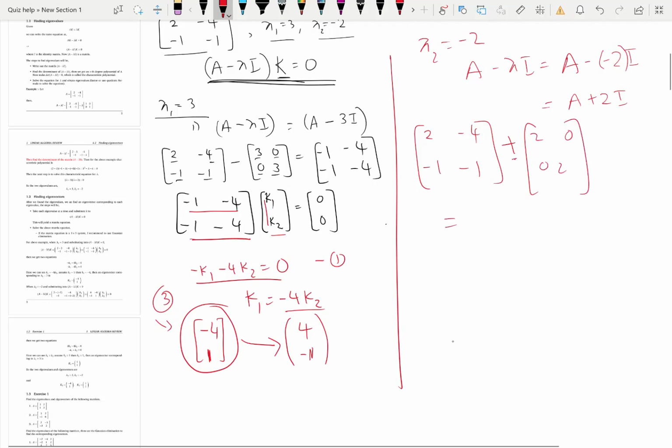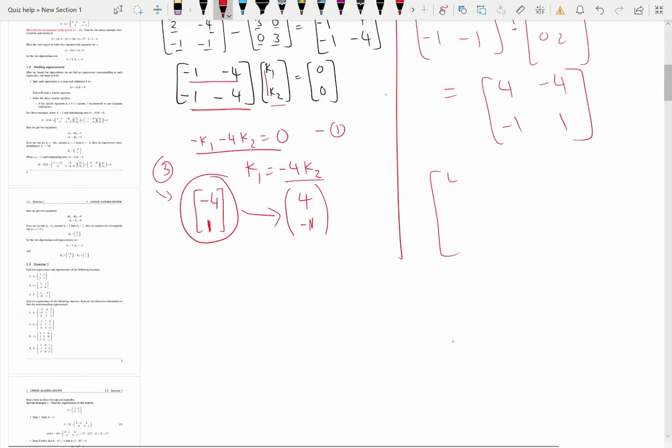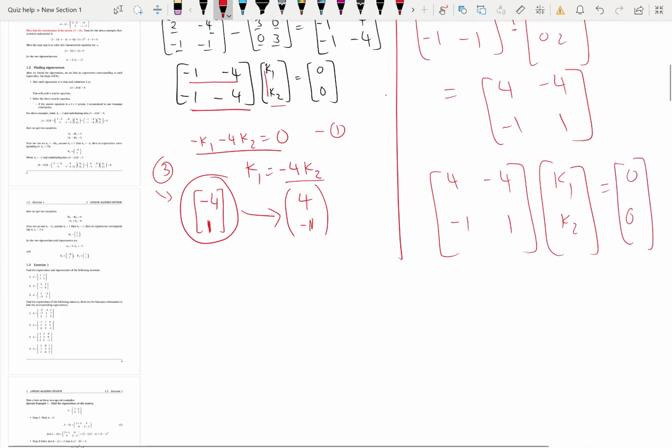So if you add, what I get is 2 plus 2 is 4. -4 plus 0 is -4. -1 here. -1 plus 2 is 1. So this is A minus lambda I, which was A plus 2I. Now again, you write the equation for the matrix 4, -4, -1, 1. You solve for little k1 and little k2, right? You can still use the little k1, little k2 notation. Don't worry, you're going to get numbers for them. So now we multiply these equations.